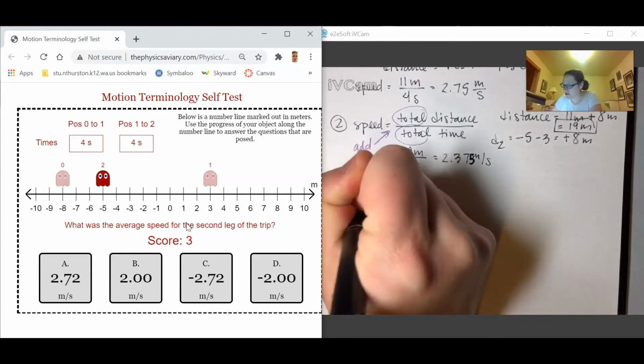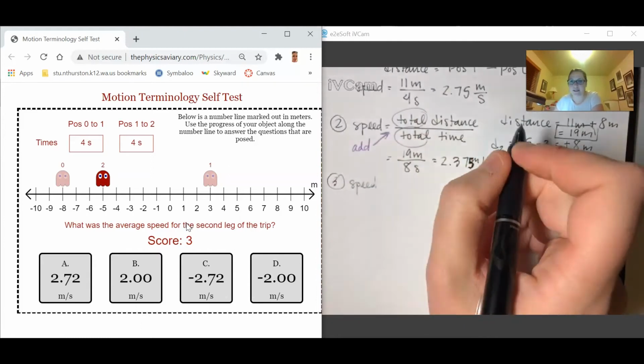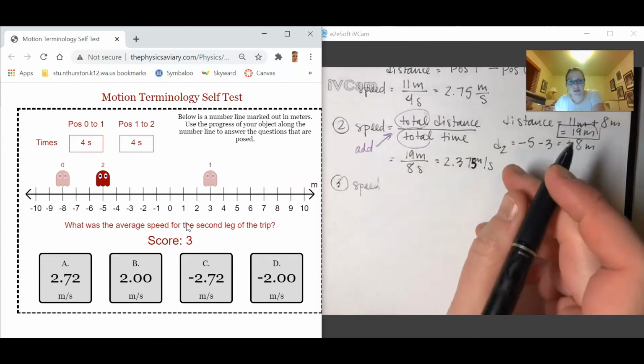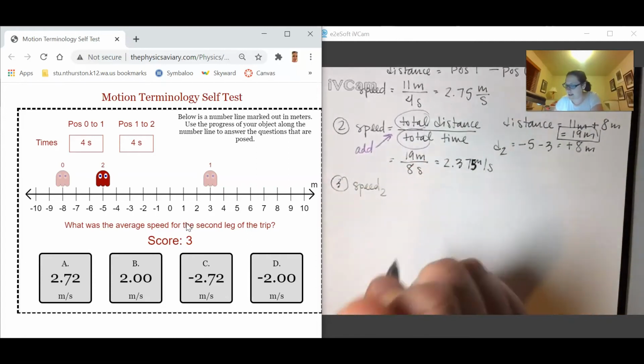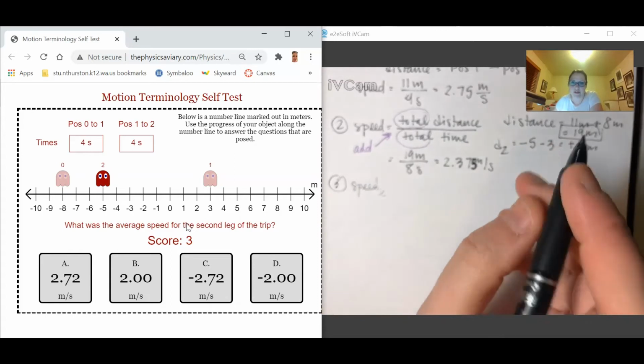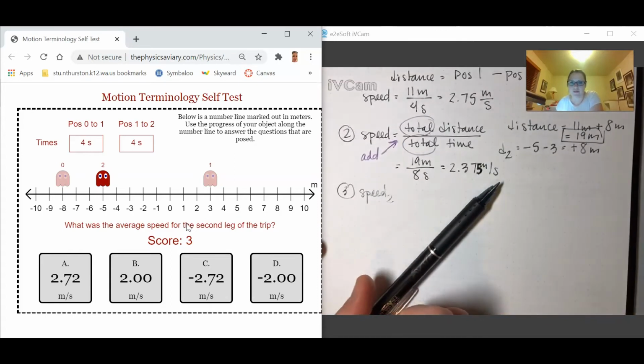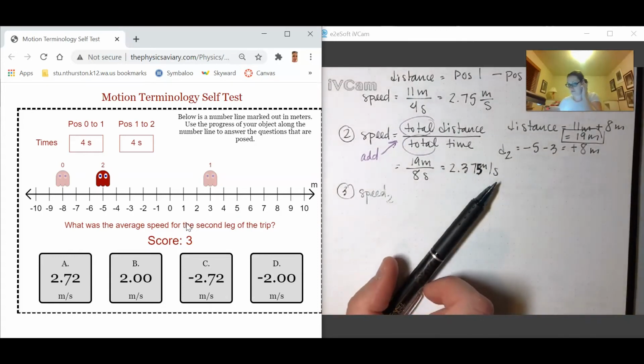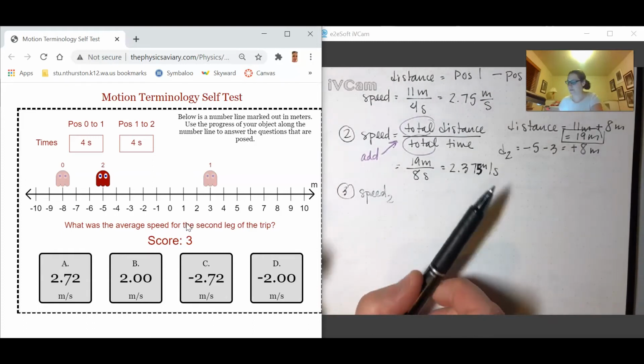You might get speed questions, you might get displacement questions, you might get distance questions. So I'm looking for the speed for the second leg of the trip. I'll put a little 2 down there so that I know. And sorry that my camera keeps trying to focus. As you all know, technology is helpful, sort of.